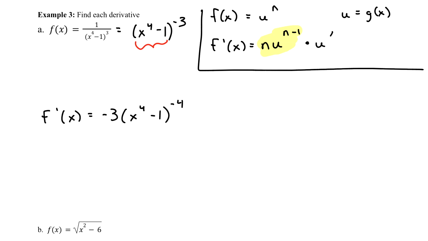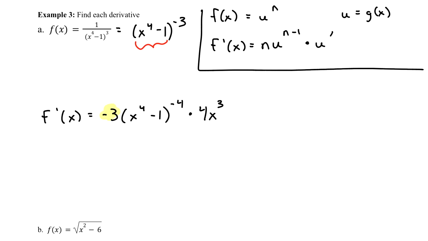The only thing that we're missing is times the derivative of that inside part. So I need to multiply by the derivative of our inside part, which we said in this problem was x to the fourth minus 1. So I'm going to multiply by our derivative, which in this problem would just be 4x to the third. There's our derivative.